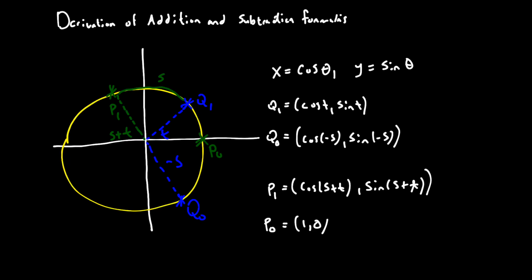Now, using geometry, what we can show is that the distances between P0 and P1 and Q0 and Q1 are equal to each other. And the distance between these two different sets of points are shown in the picture by a white line and a yellow line connecting the respective points. So if we calculated the distance between Q1 and Q0, this is going to be equal to the distance between P1 and P0. And we can do that using our distance formula. Doing this, we'll get the following equation.